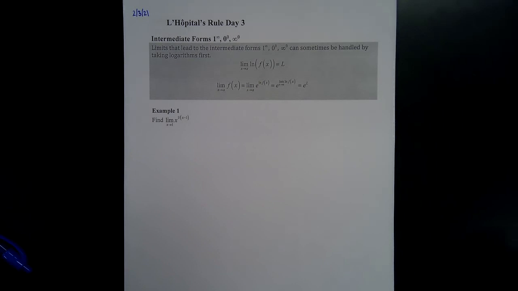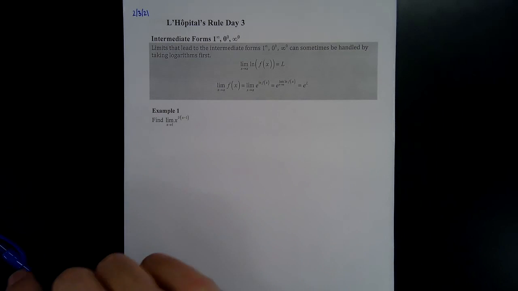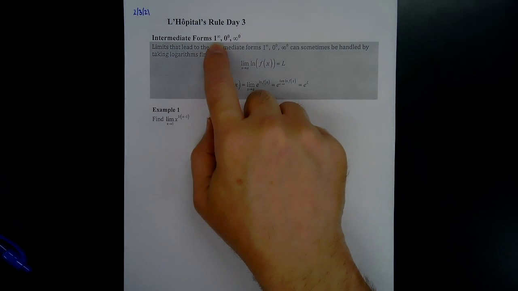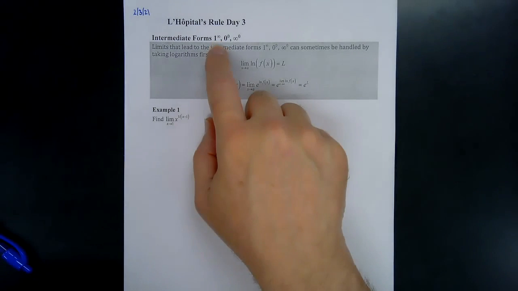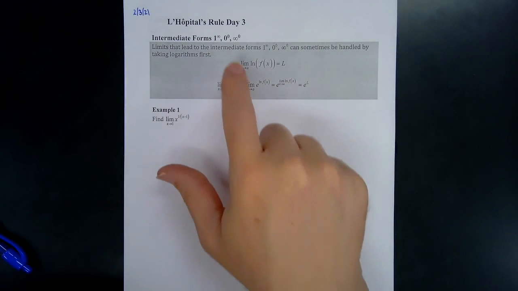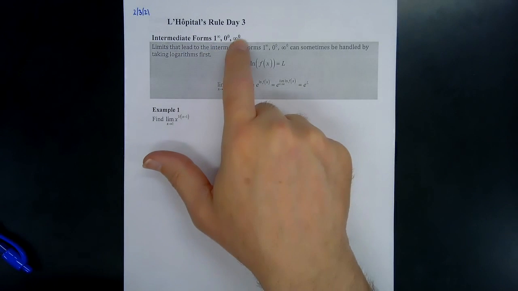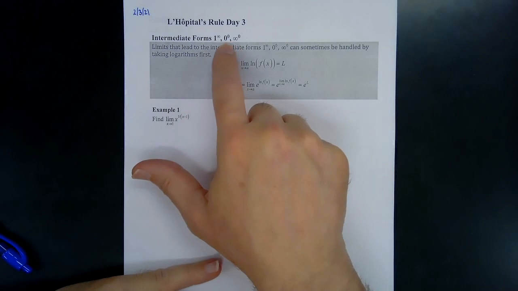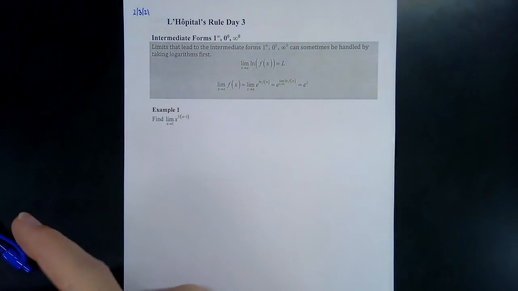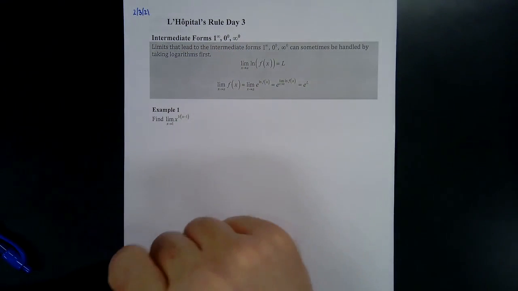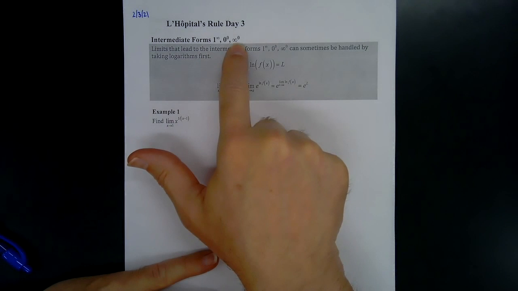So today is going to be our last day of L'Hopital's rule. Okay, so it's day 3. And now we're going to start looking at what do you do? How do you figure out when it's 1 to the infinity? Because it's not necessarily 1, and 0 to the 0, and infinity to the 0. These infinities can be either negative infinity or positive infinity. So 1 to the negative infinity or even negative infinity to the 0.